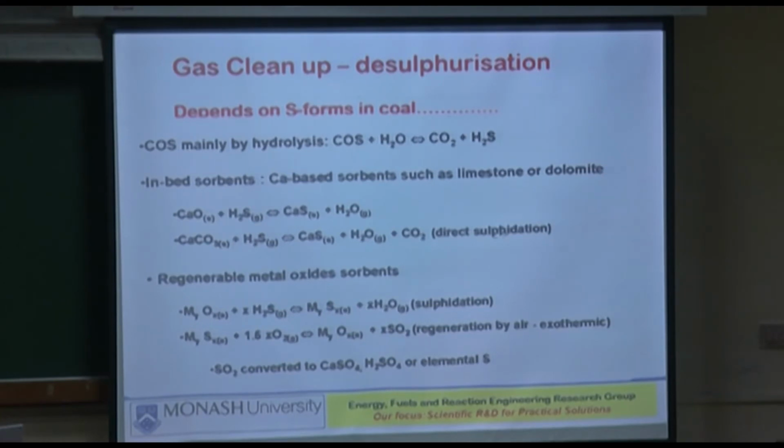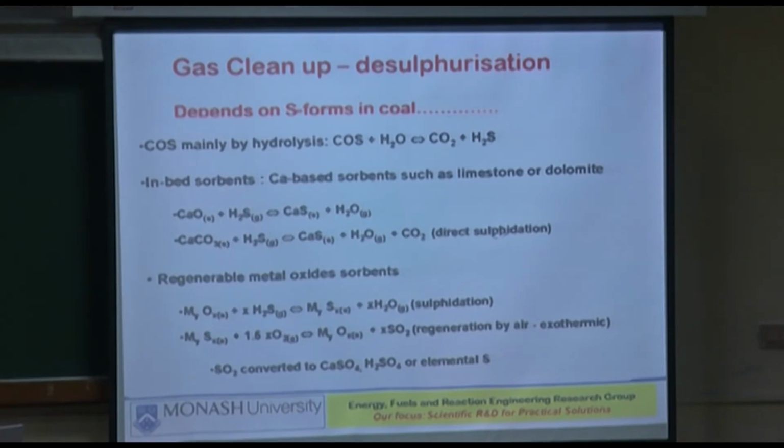That in-bed capture is not possible in entrained flow gasification. So in entrained flow gasification, you have to do everything separately, outside. So that's the mechanism for the capture of it: CaO and H2S developing CaS and H2O. But if you are supplying the calcium oxide as calcium carbonate, which is normally the case, of course the calcium carbonate will decarbonize fast and give you carbon dioxide and calcium oxide, and then the same thing will happen. It is just that you will get extra CO2.